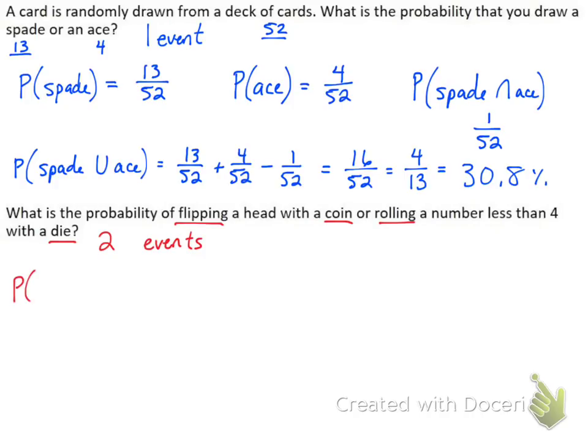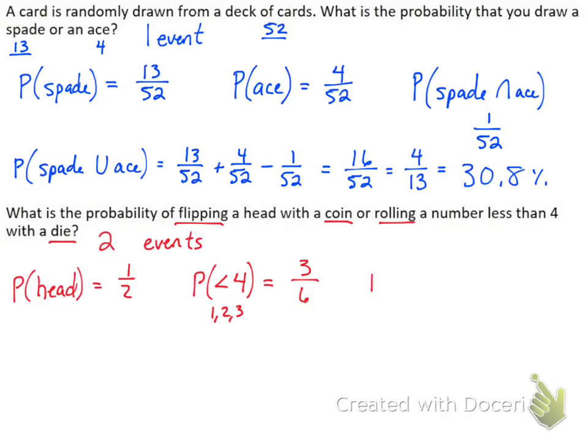So probability of flipping a head, again, is going to be 1 over 2. Probability of rolling a number less than 4. So if it's less than 4, again, that's going to be 1, 2, and 3. It doesn't say 4 or less, it says less than 4, so it's going to be strictly less than 4. So I get 3 over top of 6.